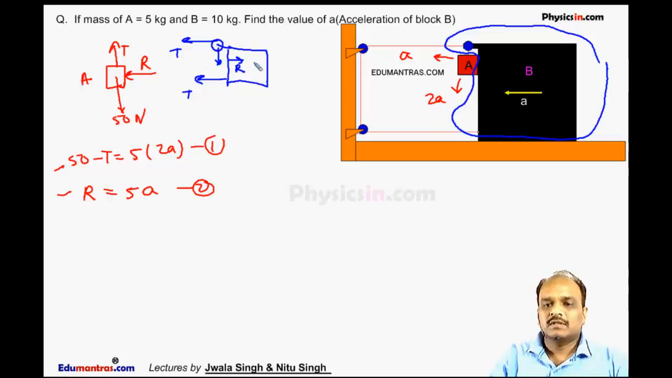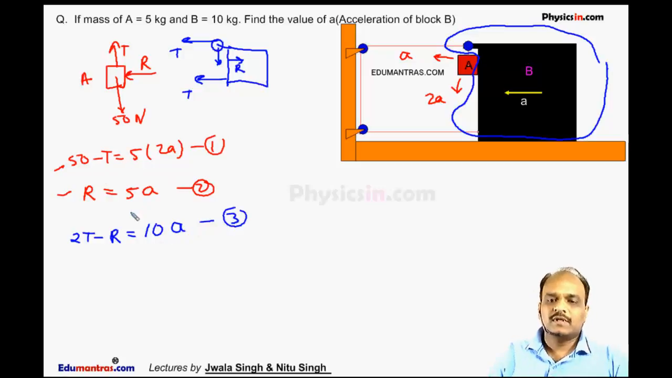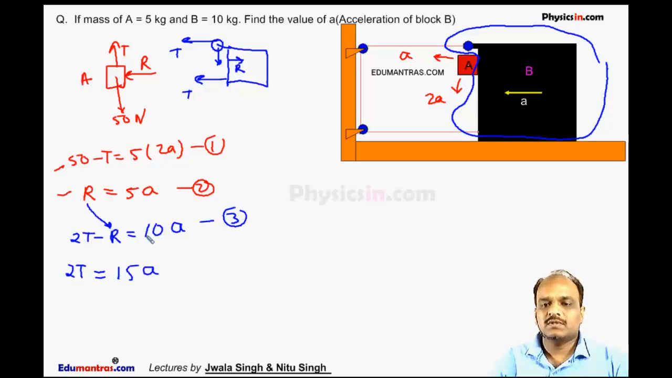So we can say the total horizontal force acting on block B is 2T minus R, and that is equal to the mass of block B, that is 10 into A. This is our third relation. From these relations there are three unknowns: T, R and A. So from the first, second and third, I can say 2T minus R, meaning 5A, is equal to 10A. I will substitute the value of R here. So I get 2T equal to 15A. This is one more equation.